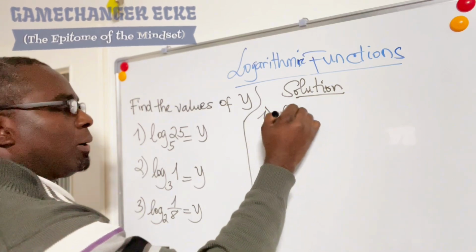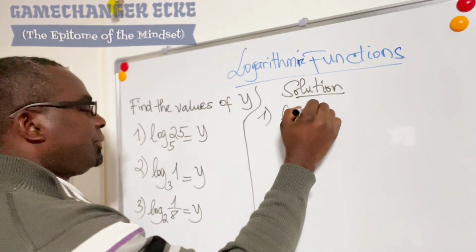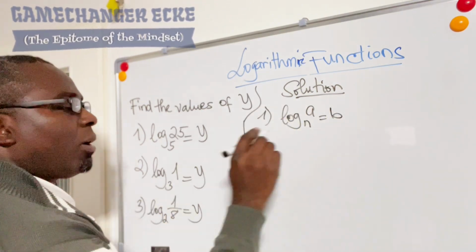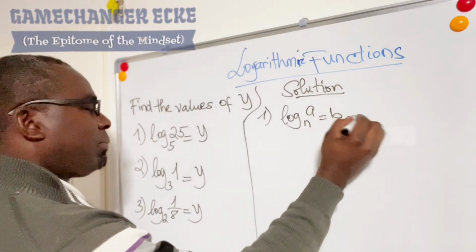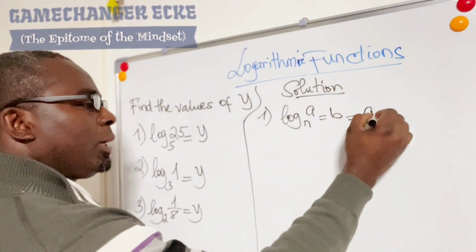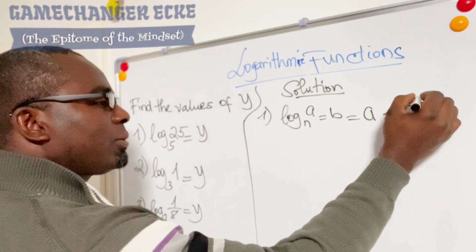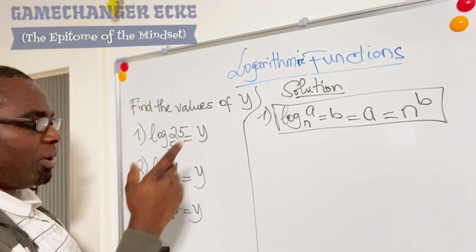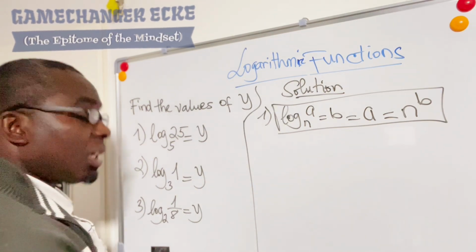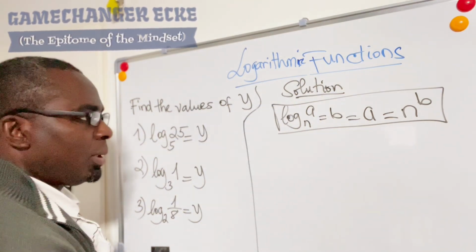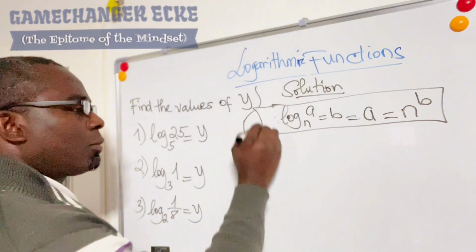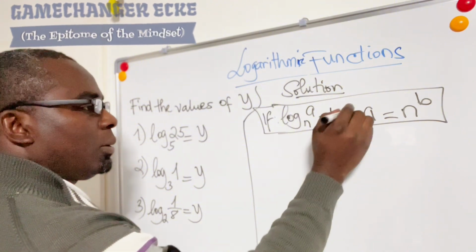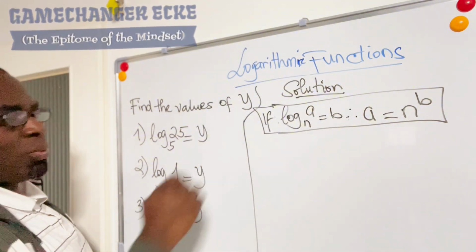if log of a to the base n is equal to b, this implies a is equal to n to the power b. So this is what we are going to use to solve all these problems.